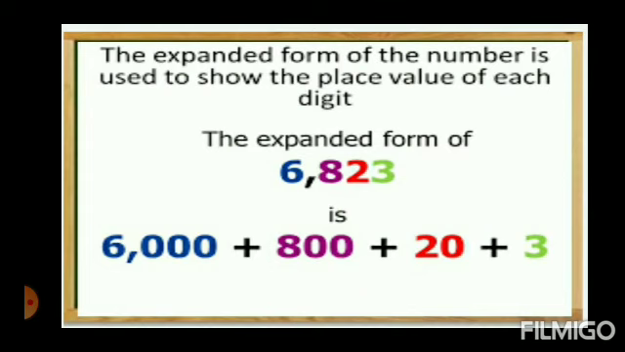Let us end the class with a quick recap. The expanded form of a number is used to show the place value of each digit. Let us find the expanded form of 6823. The place value of 6 is 6000. The place value of 8 is 800. The place value of 2 is 20. The place value of 3 is 3. So the expanded form of 6823 is 6000 plus 800 plus 20 plus 3.